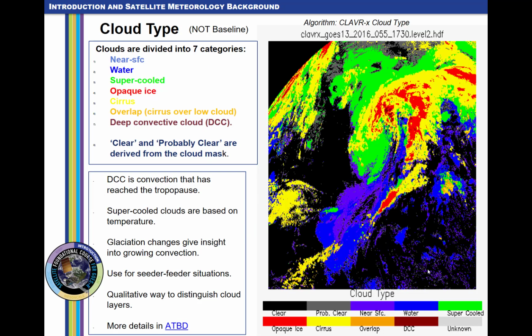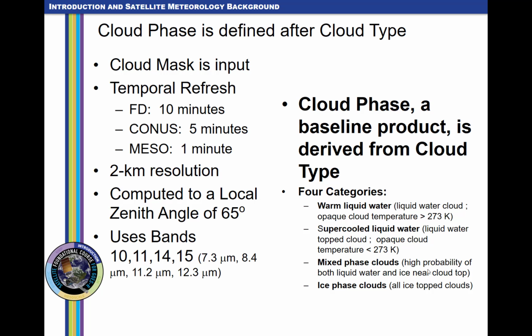Once cloud mask is computed, cloud type, as shown here, is computed. Cloud type is not baseline and is not available in AWIPS, but it is used for other products. Cloud type is a way to identify cloud layers and cloud types. The baseline product associated with cloud type is cloud phase.